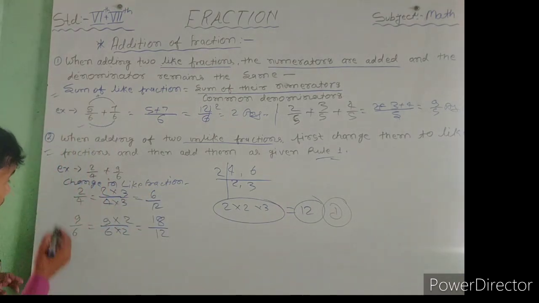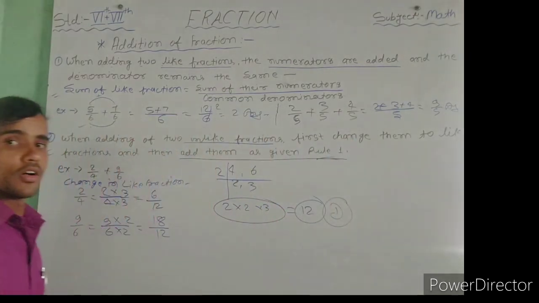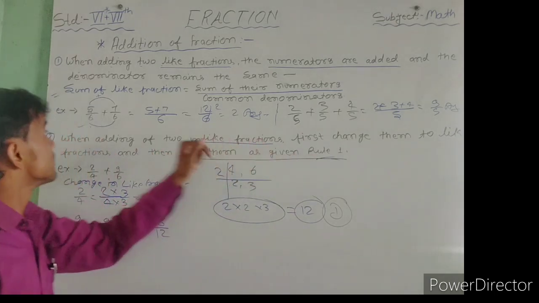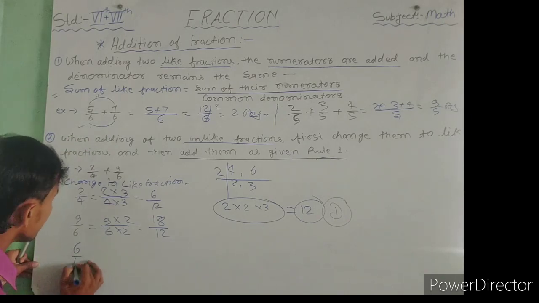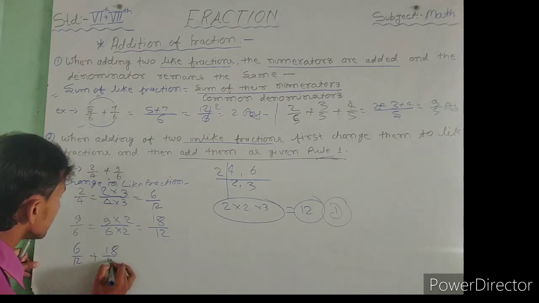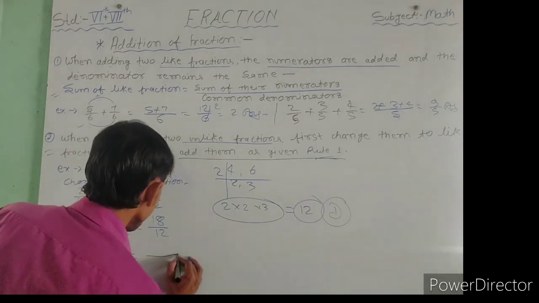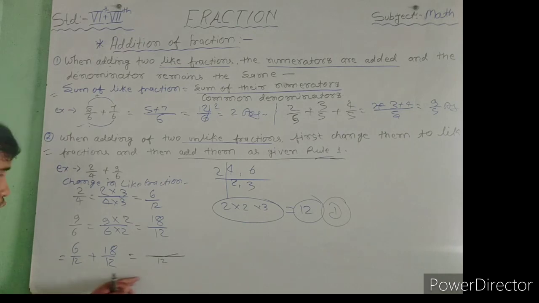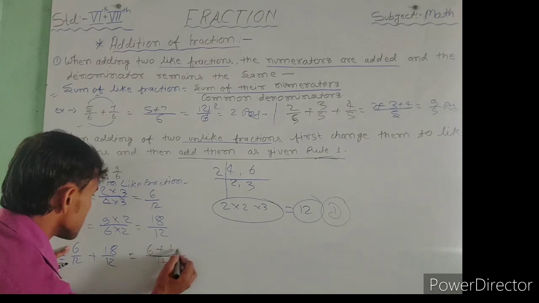And after that you add them as per the given rule. First you convert to like fractions. Is that clear? After that you add them. Just like here, 6 by 12 plus 18 by 12. Okay, so how to solve it? Your first rule says we take the denominator as the common denominator. So 12 is the common denominator, and after that 6 plus 18.